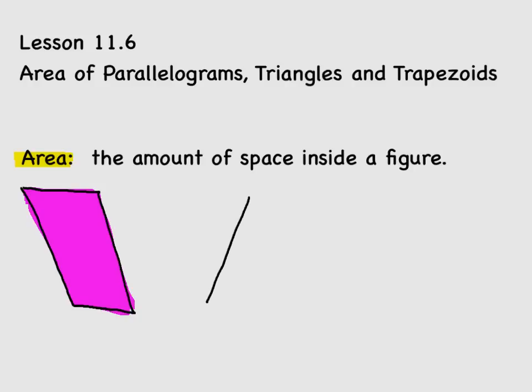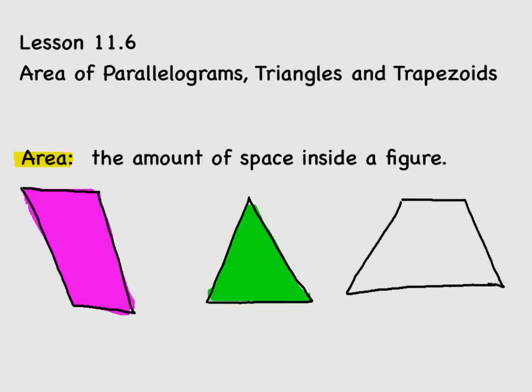Okay, for a triangle, again, the area of a triangle is the space inside the triangle. You are going to be using a formula to find how much space is contained inside the triangle. And lastly, for a trapezoid, again, for area, what you are finding is the space inside the trapezoid.